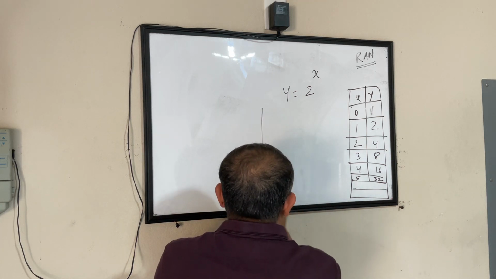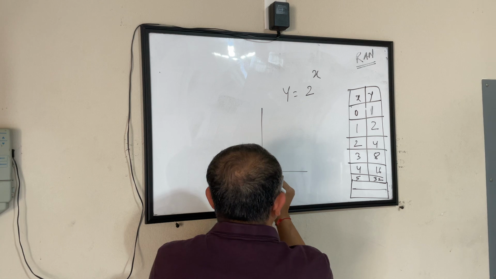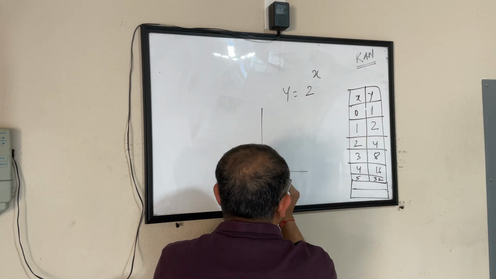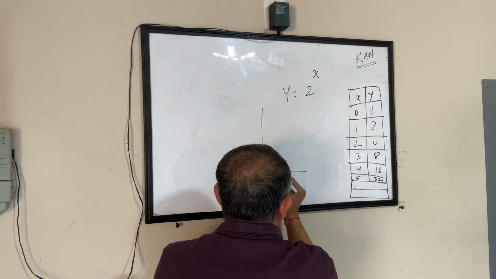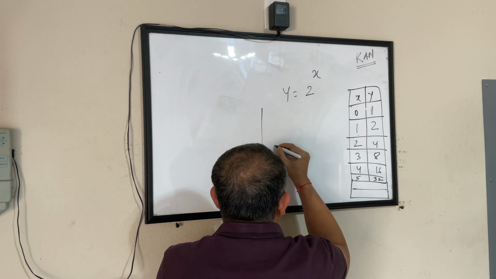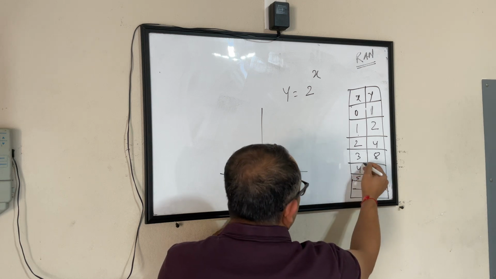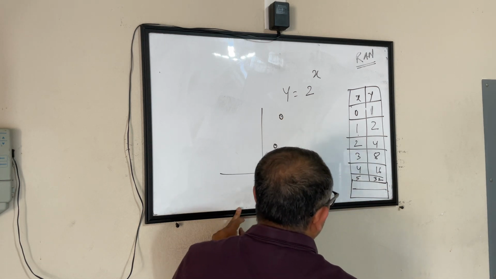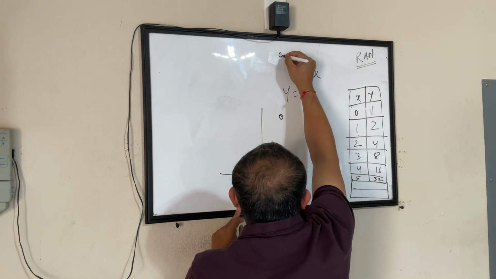So this is my coordinate plane. We got some values. When x equal to 0, y is 1. So this is my first point. When x equal to 1, y is 2. Got the second point. When x equal to 2, y is 4. Maybe the third point. When x equal to 3, y is 8. The fourth point. When x equal to 5, y is 32.